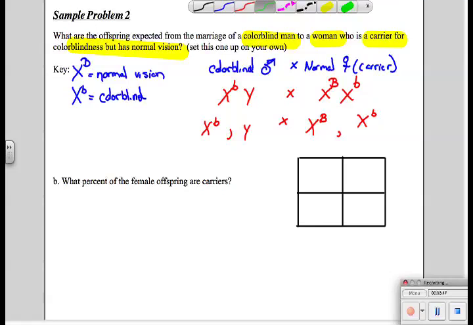Alright, here's my Punnett square. I'm going to put one parent across the top, one parent down the side. So here's dad across the top, and the female's gametes down the side. Let's now fill in my Punnett square and see what the results are. Go ahead and do this on your sheet as I go along and do it as well. Dominant allele always gets listed first.